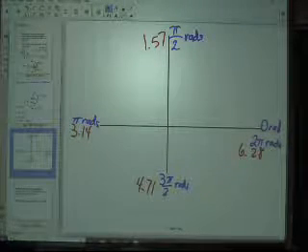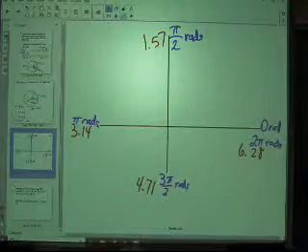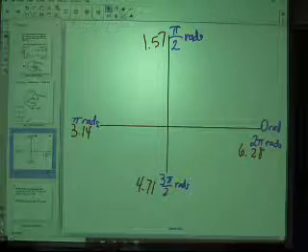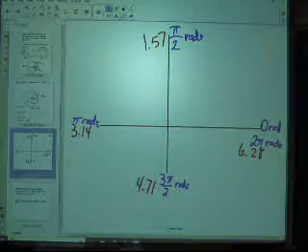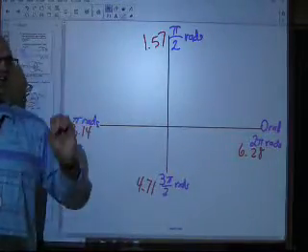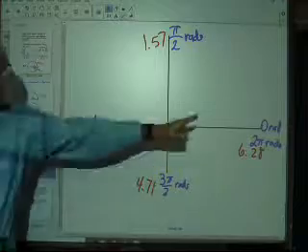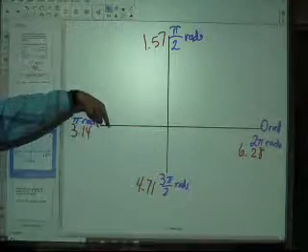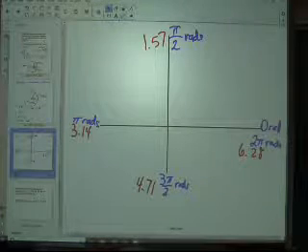In what quadrant does -3 radians exist? Going this way, if you go -3.14, you're right here. So you've got to be just a little short of that. Quadrant 3. Right.